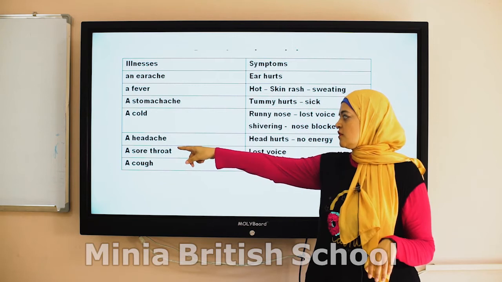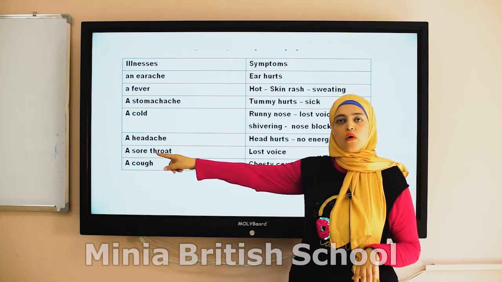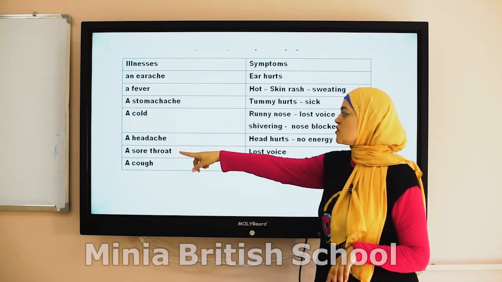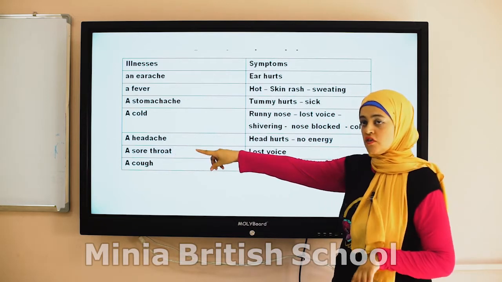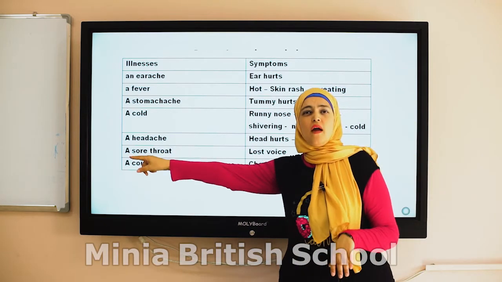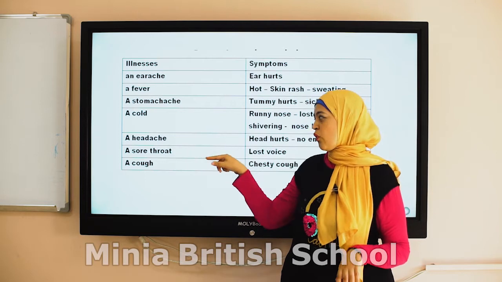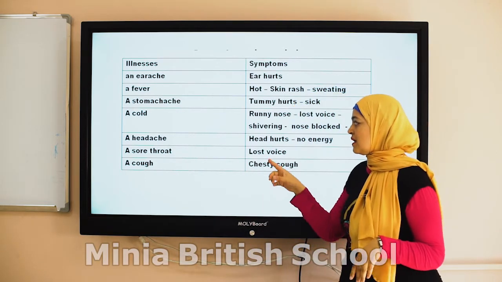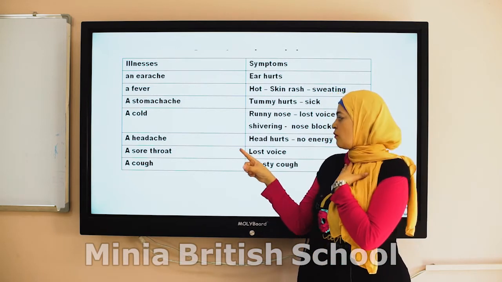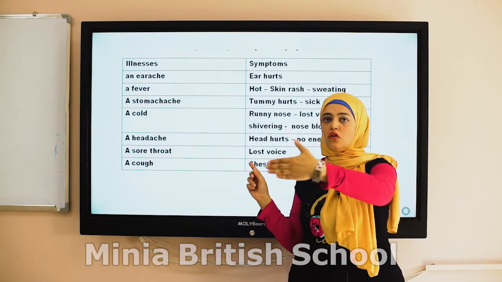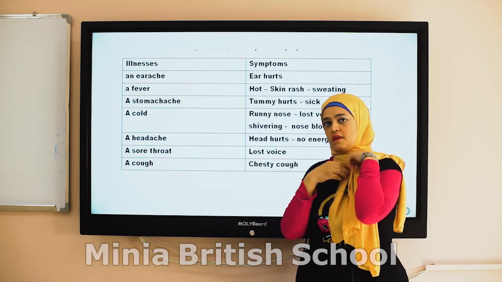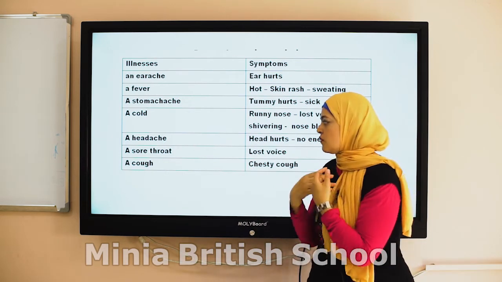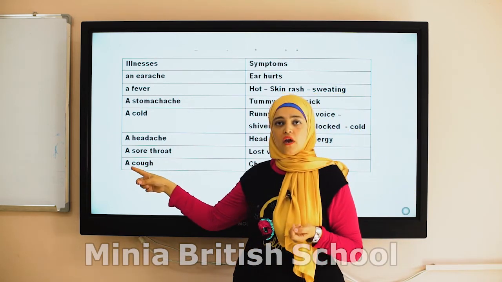The next illness is a sore throat. What's wrong with you? I have got a sore throat. What's wrong with him? He has got a sore throat. Okay, and the symptom is, I lost my voice, or he lost his voice. He can't talk well. And the last one here, a cough.